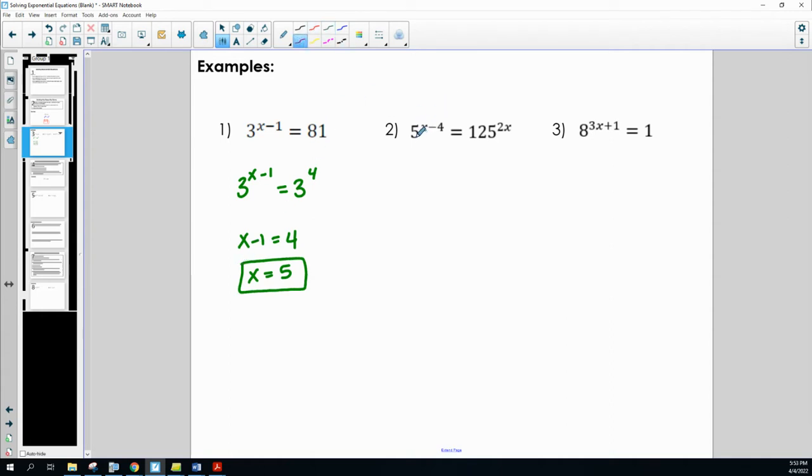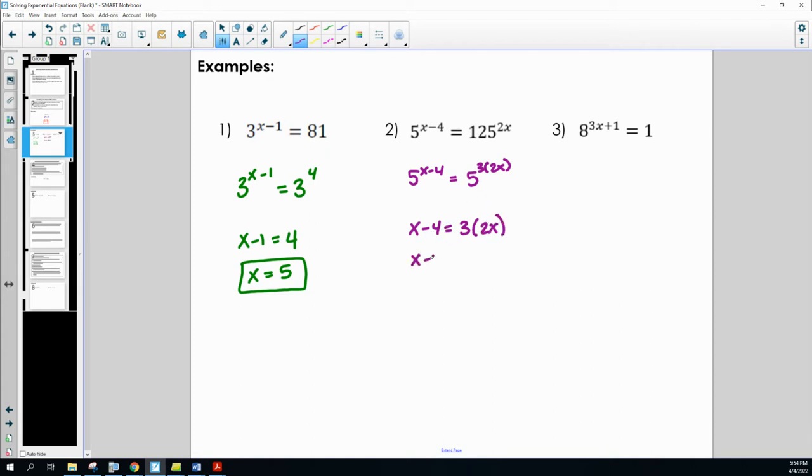All right, number 2, 5 to the x minus 4 equals 125 to the 2x. Again, our smallest base is 5. Can we make 125 have a base of 5? Yes, we can. So 5 to the x minus 4 is equal to 125, which is 5 cubed. And the 2x is in the exponent still, so that's going to stay up in the exponent with the 3. Now that the bases are the same, we're going to take those exponents and set them equal to each other.